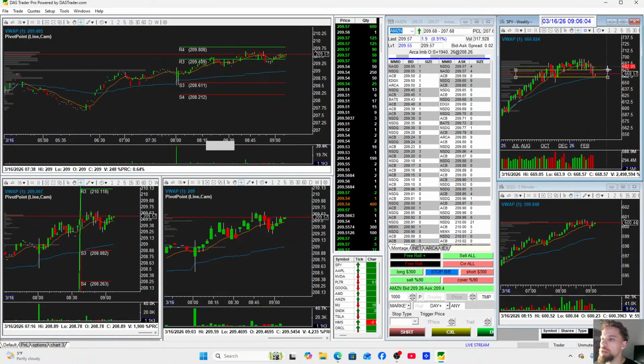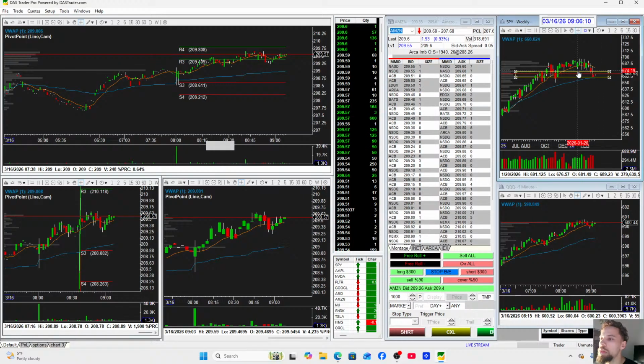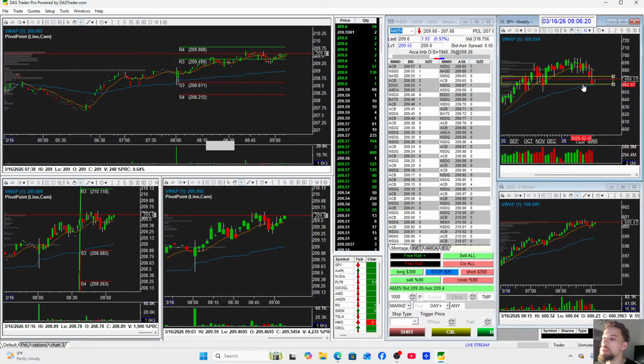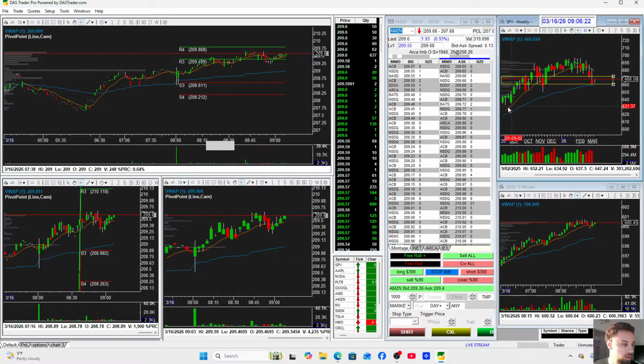Actually, let's bring that down. We've kind of cleared that top range, so see about right there. So 672 for the high. Area of resistance, area of support, 661. We also have VWAP as our backbone there, so something to keep an eye on.